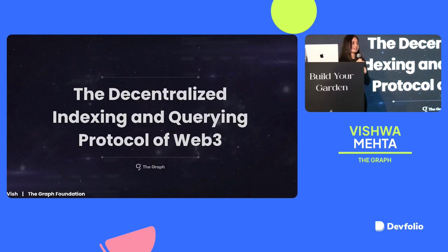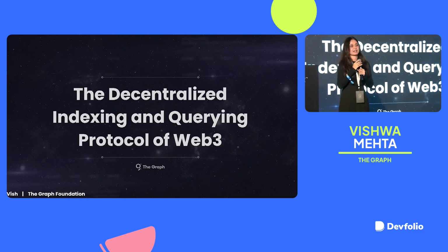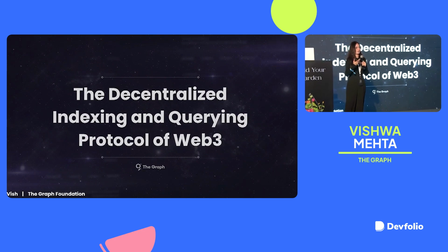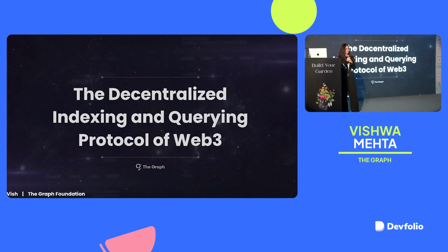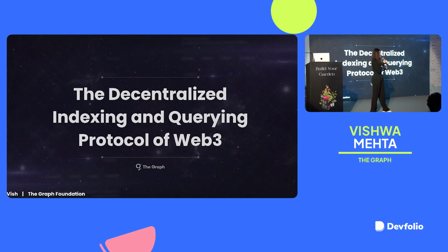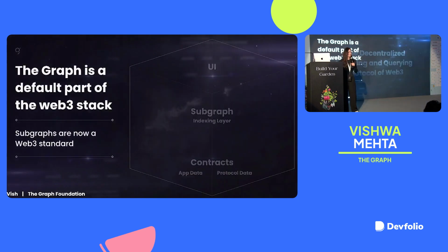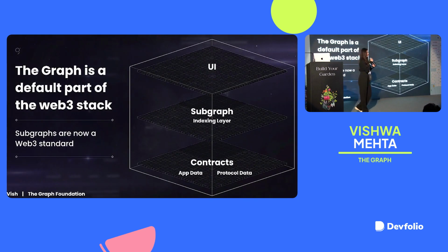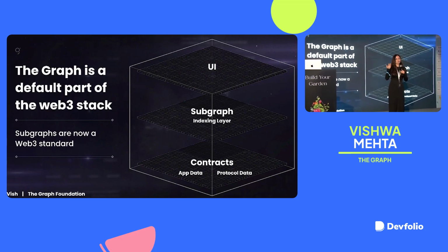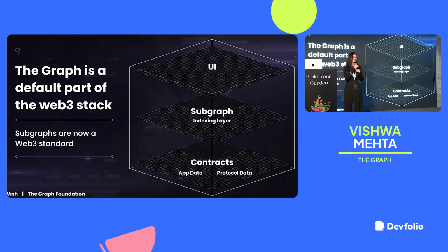So let's talk about what The Graph is. Let's start right from the beginning. The Graph is an indexing and querying protocol for Web3, for networks like Ethereum, IPFS, and so much more. But that's a lot of jargon: Web3, decentralization, GraphQL, The Graph, indexing, querying. So I get a lot of questions around where it fits into the stack. So let's look at the stack.